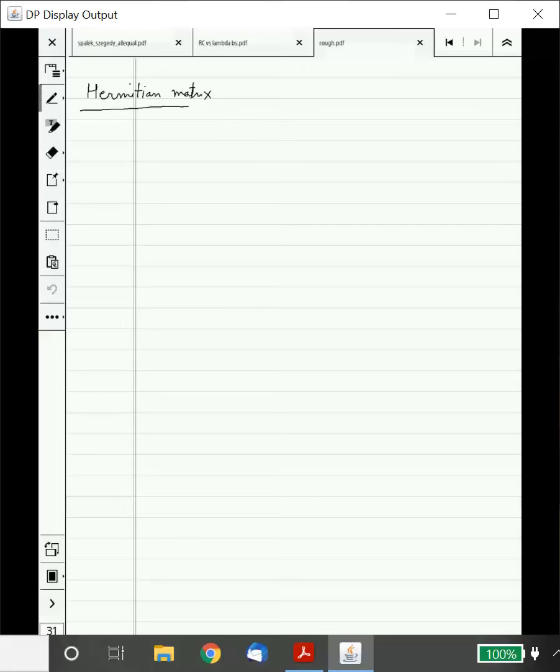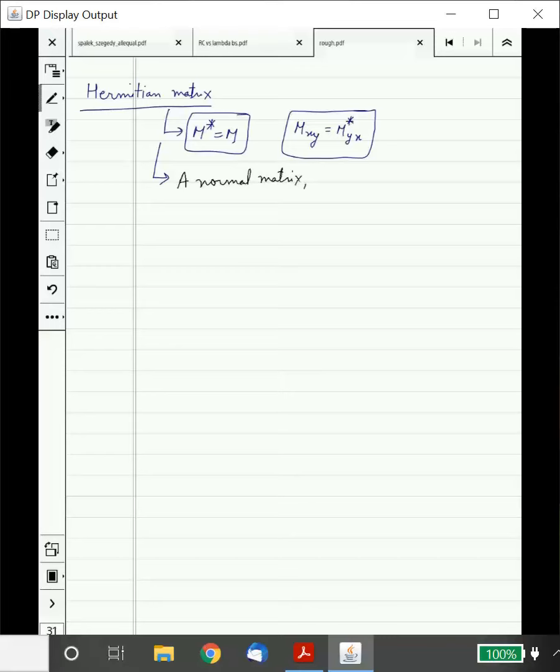There are many ways to define it. This is the complex analog of a symmetric matrix. The usual definition given is that M star is equal to M. That means when you take the adjoint, it turns out to be the same, or <x|M|y> is equal to <y|M star|x> conjugated. These are called Hermitian matrices, but the equivalent definition is that it's a normal matrix such that all eigenvalues are real.